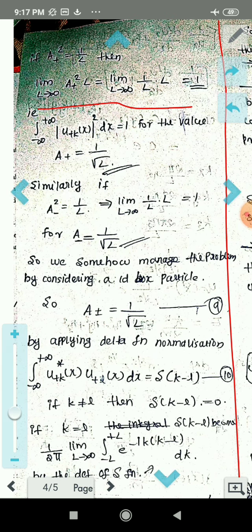So A minus will be what? A minus into e raised to minus ikx. We can do the same step. So A minus will also be 1 by root L. That is, we can write A plus or minus is equal to 1 by root L.